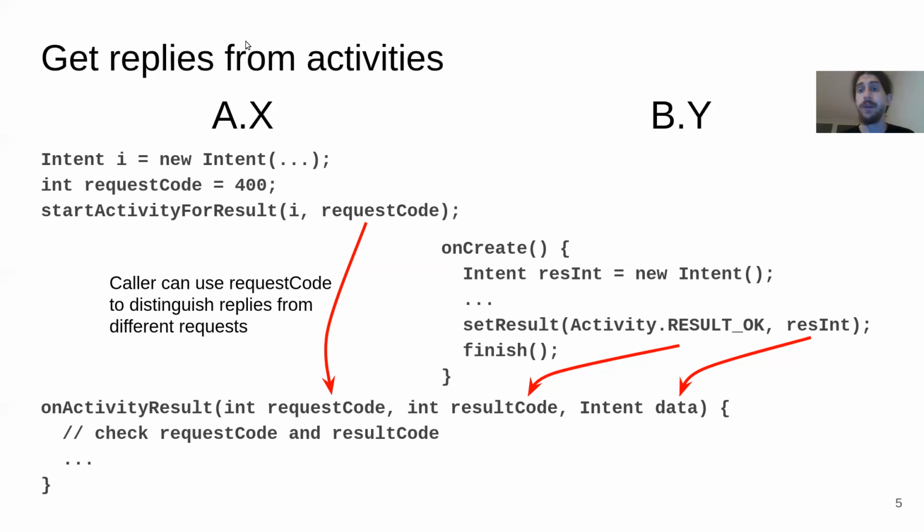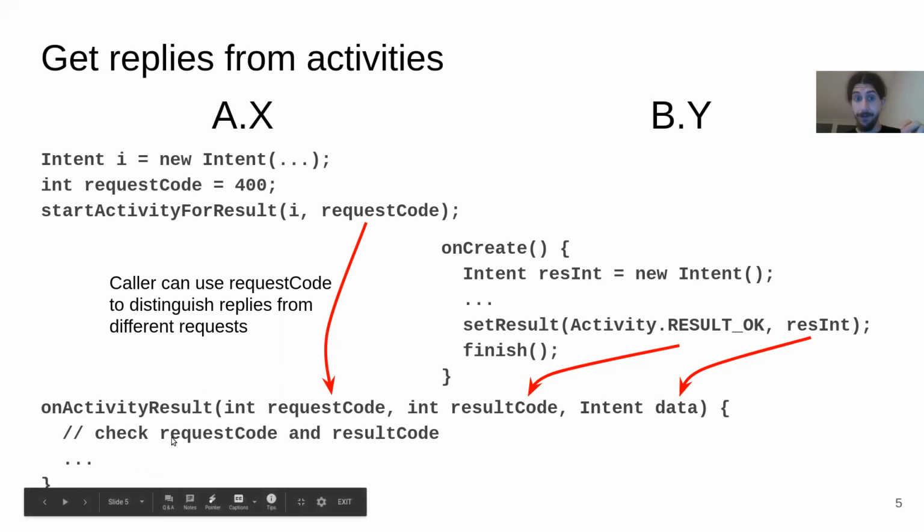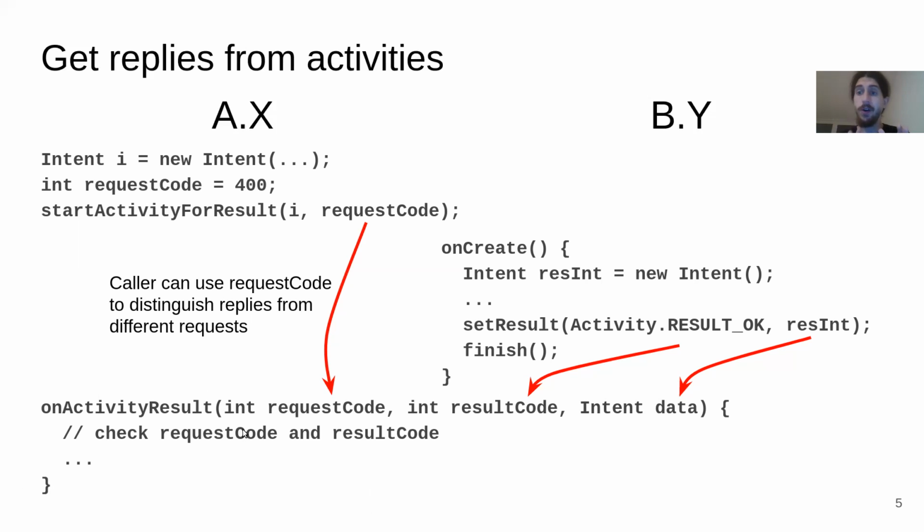So for example, if we need to start Y, we would say request code equal 400, and then we do startActivityForResult with 400. And then in the onActivityResult, we can do: if request code equal 400, then do this. And we know that we are here only if Y was returning something. In A.X, we could also have some other logic that says, when we want to start activity C.Z, you can do request code equal 401, and then startActivityForResult, an intent pointing to C.Z, and then request code, which is now 401.